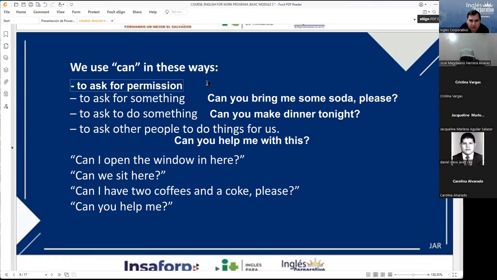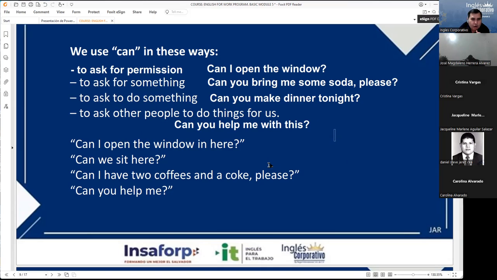To ask for permission, you say, can I open the window? Can I open the window? So permission, okay, you ask people if you can do something. Can I open the window? Can I turn on the TV? Can I drink some water? Examples. Can I open the window?